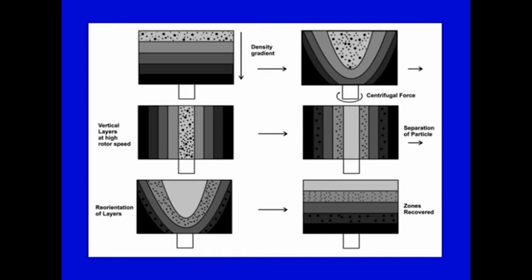After separation, the process is reversed, that is, it is slowed down to 1000 revolutions per minute and then slowly brought to rest, and you can get different particles in different zones here. They can be recovered, like I said, from the top or from the bottom. So, this is how static loading and unloading of the rotor is done at rest, unlike the dynamic rotor, where it is done while the rotor is spinning.